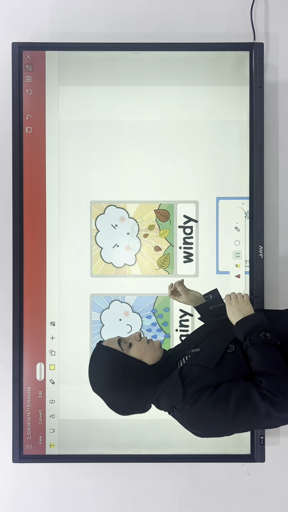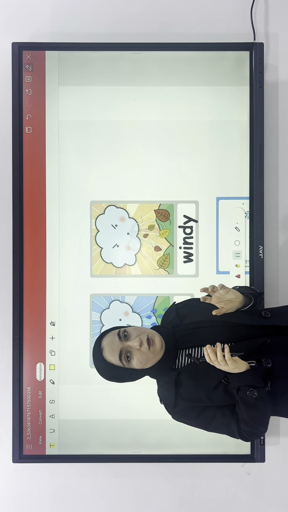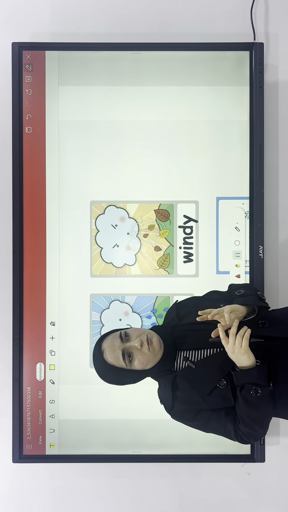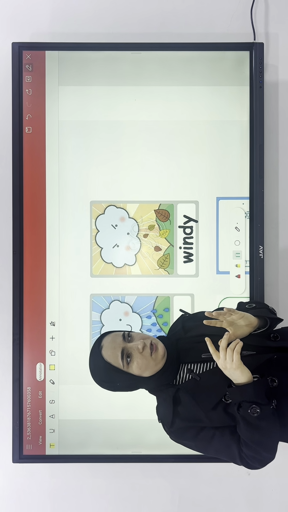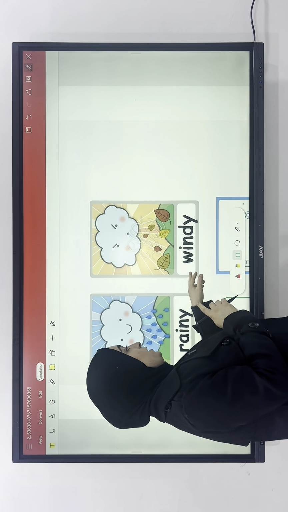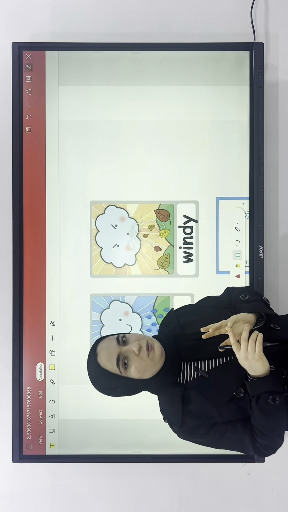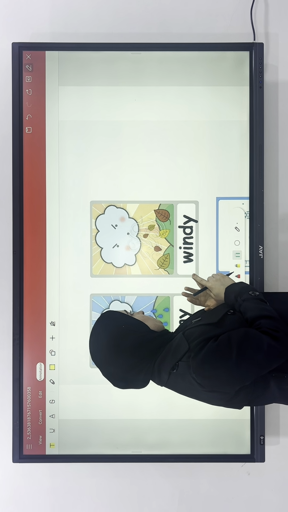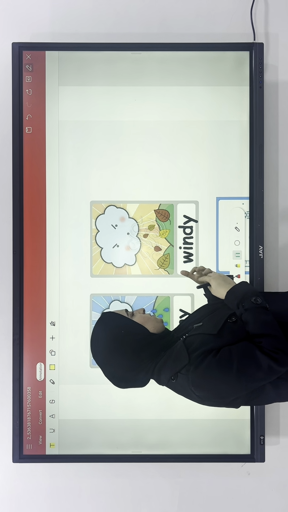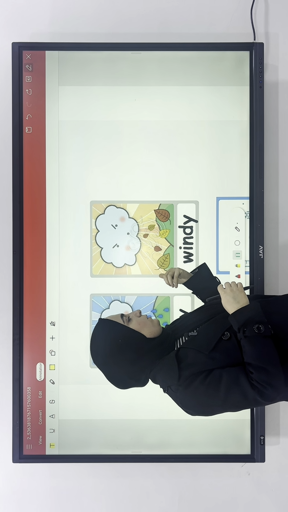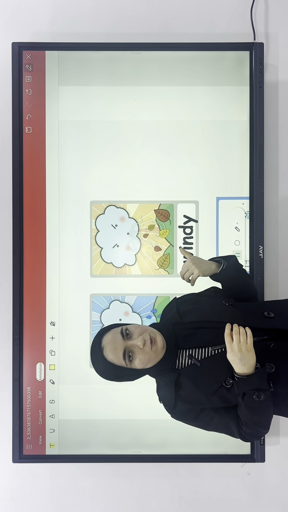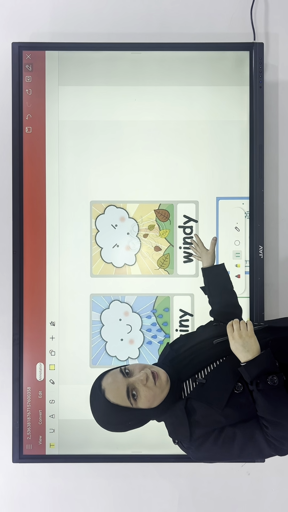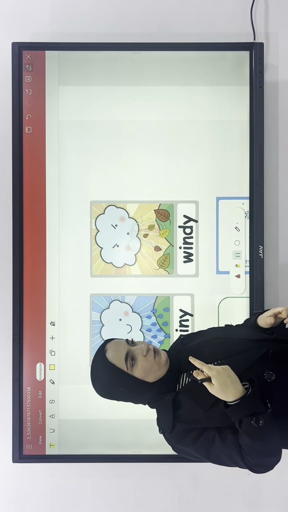What do we do in the windy weather? Do we go outside? Do we go to the swimming pool? Do we stay inside? Okay, if the weather is windy, we usually fly a kite. Flying a kite, and when it's windy, we sometimes play outside with our kite. So this is rainy and this is windy. Are you all ready to go to the next weather? Let's go.